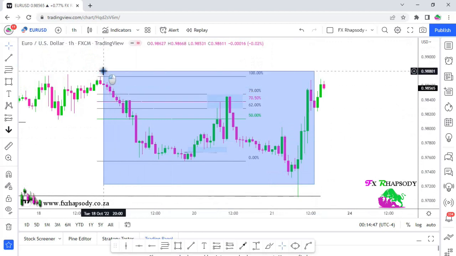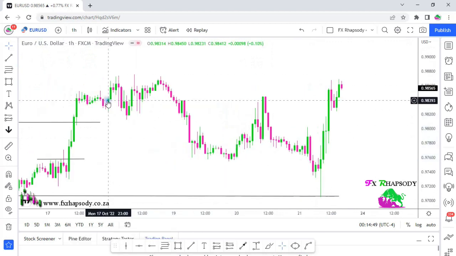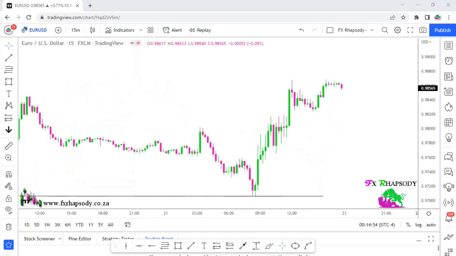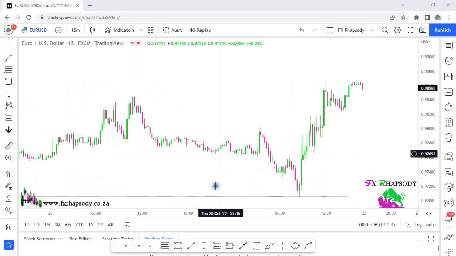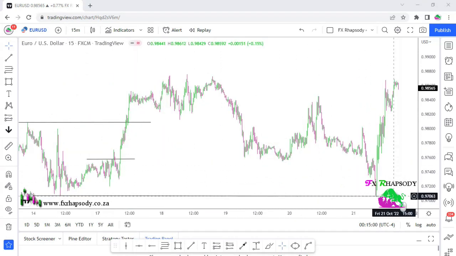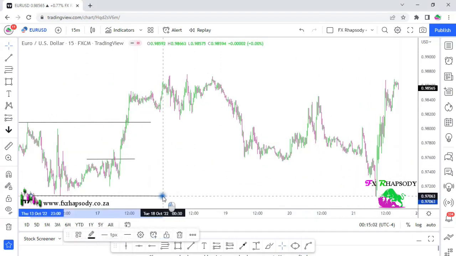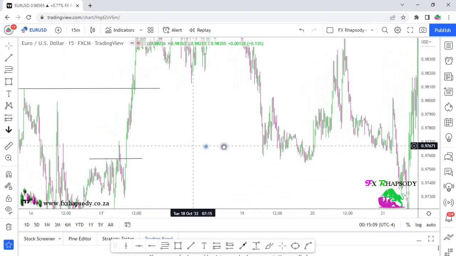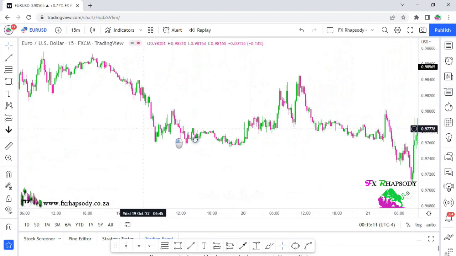I'm just going to take out all this because I want to drill down to the 15-minute time frame. Because obviously there are different types of traders. There are lots of different types of traders out there. You get your swing traders, your intraday traders, and then you obviously have your scalpers. Guys scalping the market, and there are lots of them.